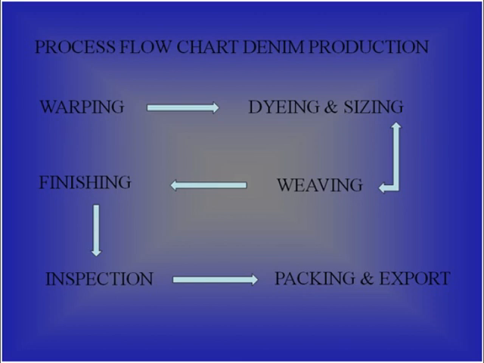The woven grey fabric goes into the finishing process where the fabric is finally given the finishing treatment, and the finished fabrics, ready for garmenting, go into the inspection process. The whole fabric is inspected as per American 4-pointer system. Then the fabric is sent into the packing section where it's packed and ready for export.